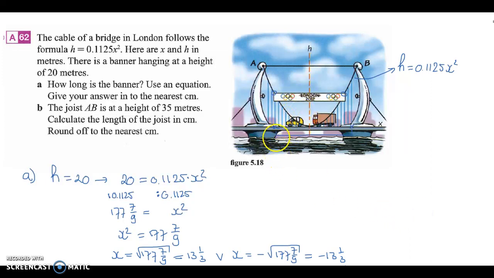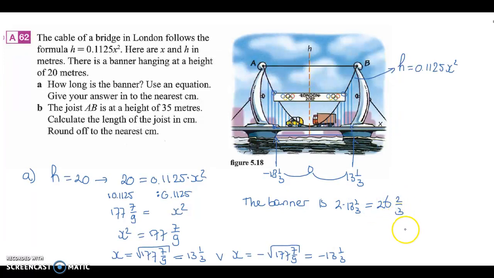Knowing that over here you're at minus 13 1/3 and over here you are at 13 1/3, that means from here to 0 you have to travel 13 1/3 and then another 13 1/3. So that means the banner is 2 times 13 1/3. That's 26 2/3 meters long.